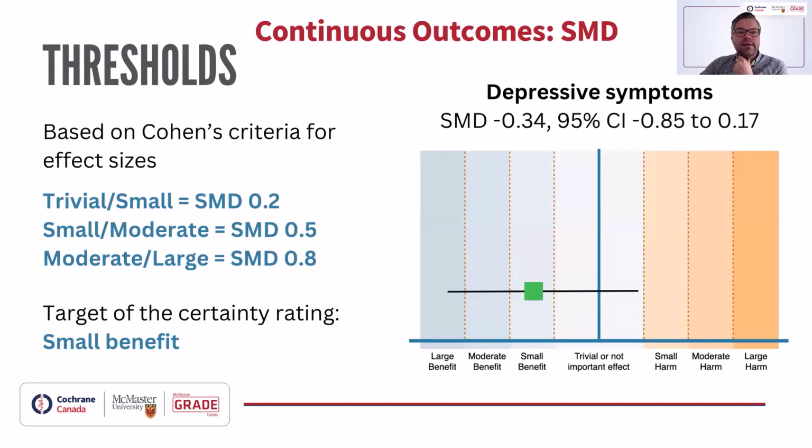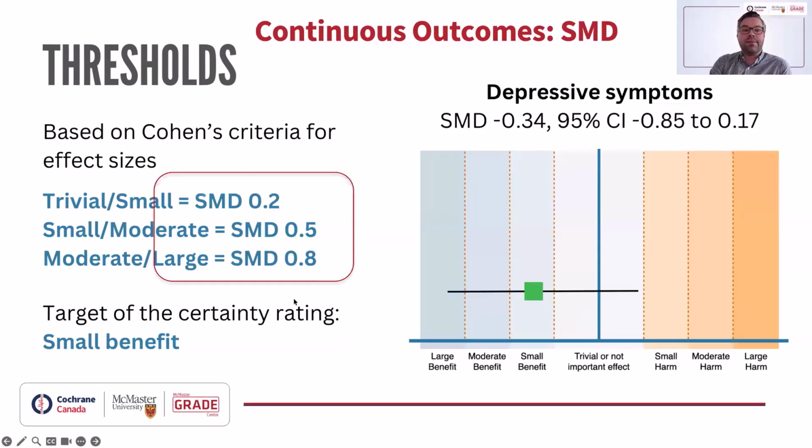Likewise, as mentioned for Cohen's criteria, the suggested effect sizes are a standardized mean difference of 0.2, 0.5, and 0.8, which we could use for our thresholds for continuous outcomes measured or assessed using SMD. Here, an example of depressive symptoms. So based on the SMD here, we see that the effect goes from a large benefit, 0.85, so beyond 0.8, to a trivial or not important harm, 0.17, not reaching 0.2.